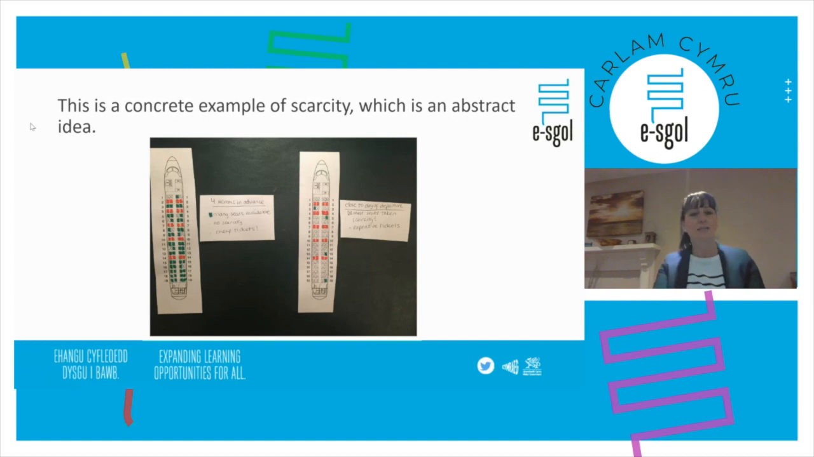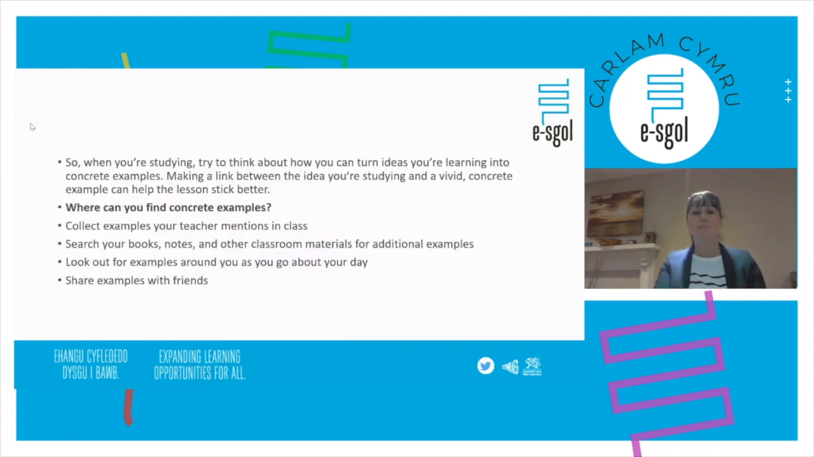So this is another concrete example of scarcity, which is an abstract idea. You've got two outlines here of a plane, and it says on one side, 4 months in advance, you've got many seats available, so there's no scarcity. The tickets are cheap because they're buying them in advance. And then on the right-hand side, you've got closer to the day of departure, most of the seats are taken, so there is scarcity. So you've now got expensive tickets to buy on that plane. This is a concrete example explaining that word scarcity, and it's something that you could relate to and look back to and then understand.